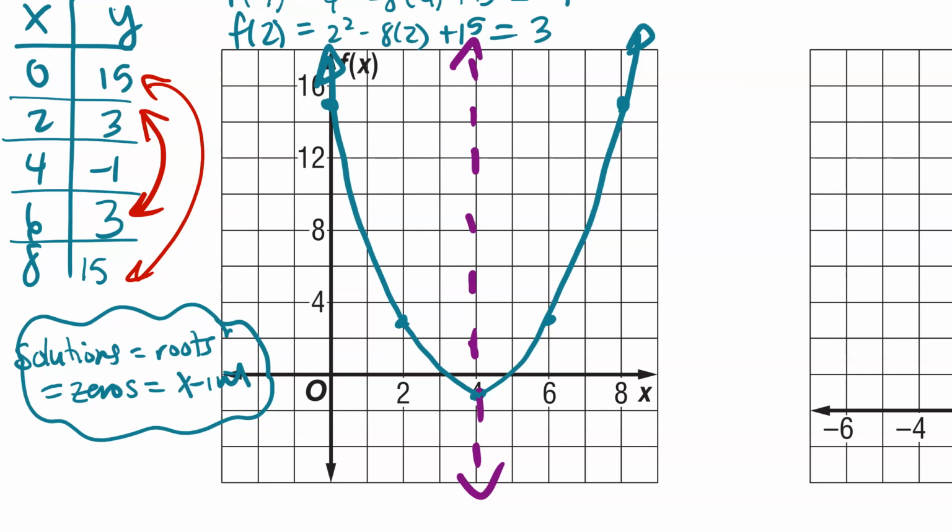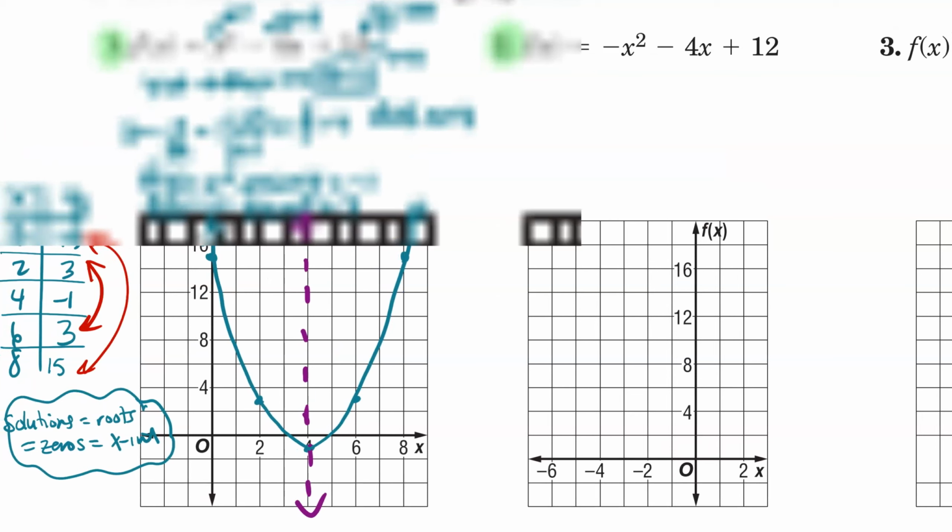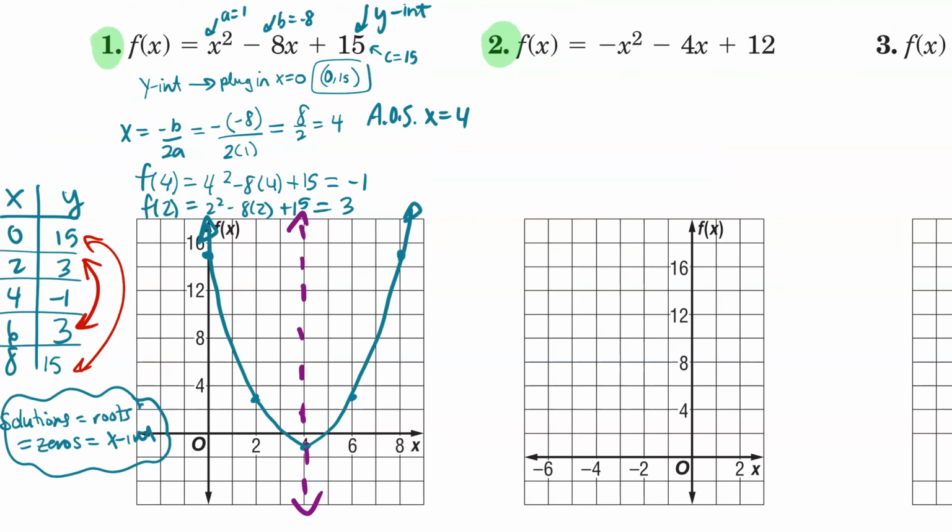Okay, do we feel comfortable? Do you want to try another one, or do you want to keep going? Another? Okay. Cool. Let's do another. Let's do number 2. I'll give you 20 seconds or so. Try it. It's the same process we just did. You find the y-intercept. You find the x of your vertex. Make a chart. Graph. Try it yourself.